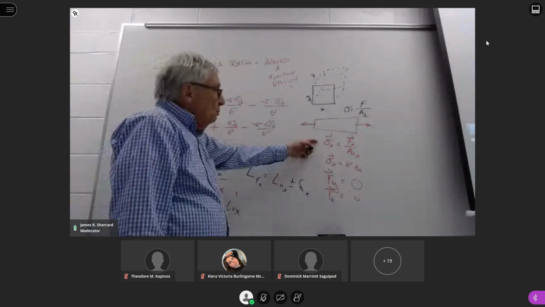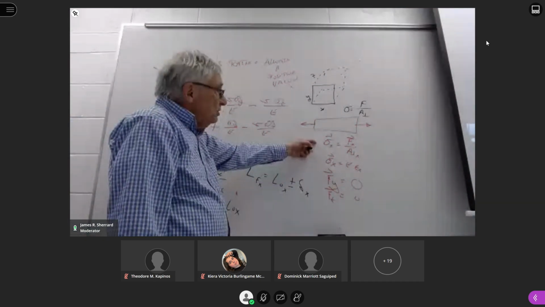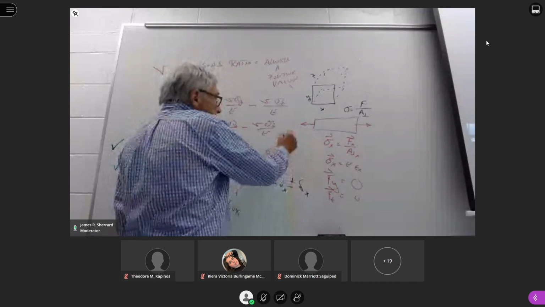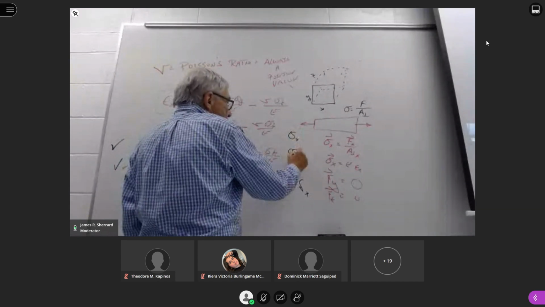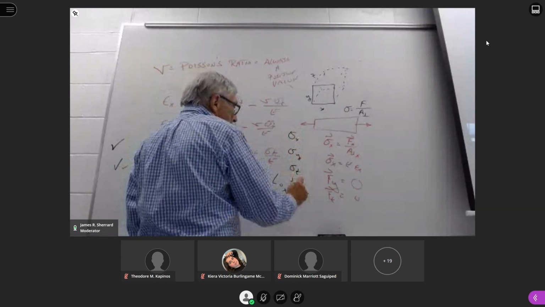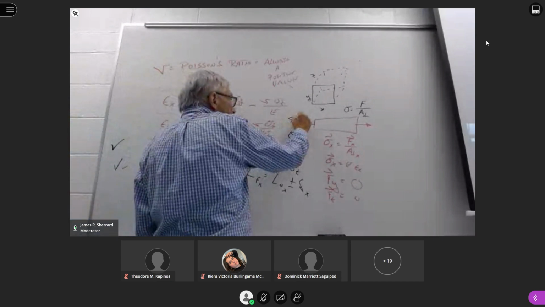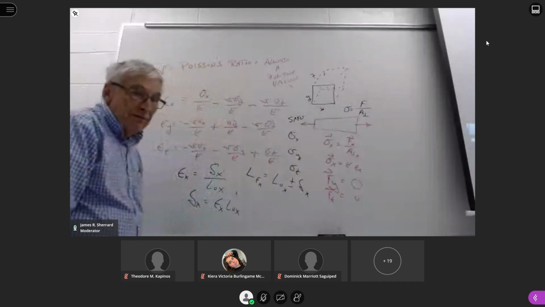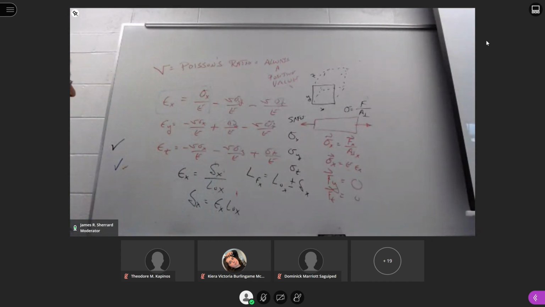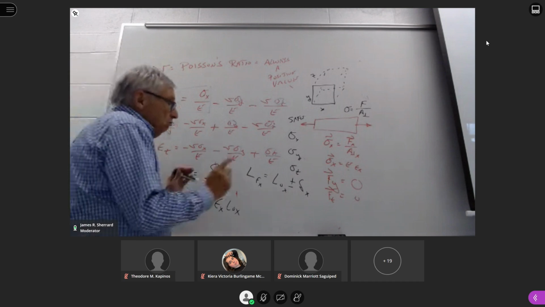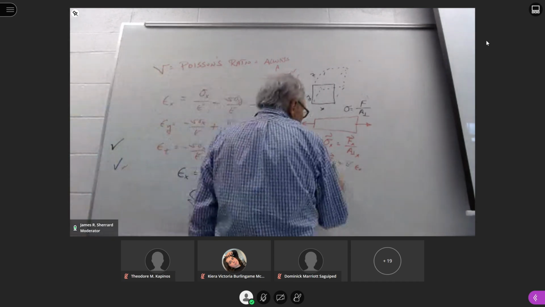We could also calculate the plane strain, the plane stresses in any of the axes to see if it is safe. So let me give you an example of this.